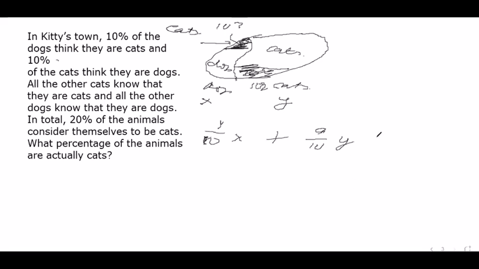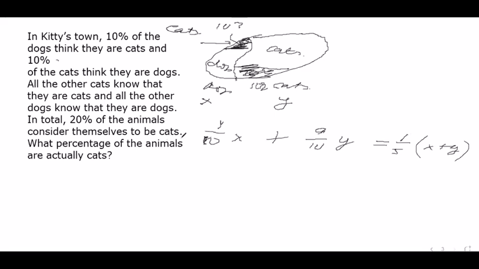All right. And this makes up 20% of the full population. So this is 1/5, 20%. The full population is X plus Y. So that is how you get your equation. You get only one equation involving X and Y, where X is the number of dogs and Y is the number of cats.